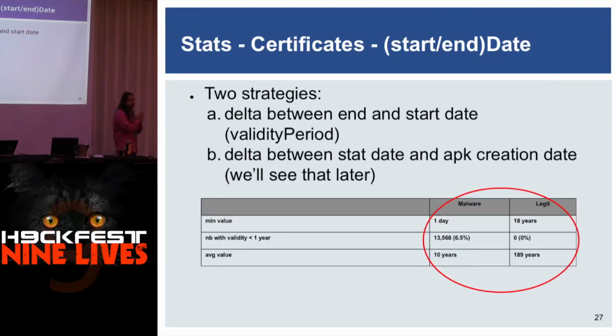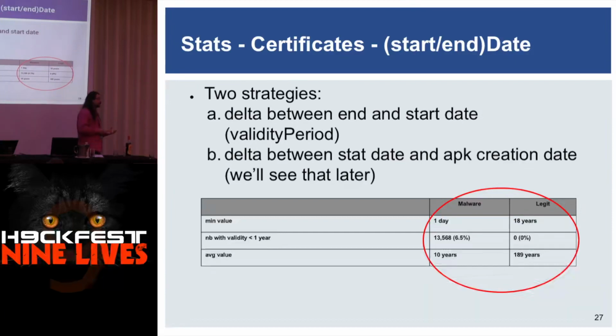So we've used two strategies to leverage that information. The first one is, what is the actual validity period? What is the delta between the end date and start date of validity? And what we've seen in the data is two completely different worlds between legit and malware. In the legit world, legitimate applications, the minimum value of validity period is 18 years. And actually, what is suggested to developers by the Google Play Store is to use 25 years. So sort of a long scope.